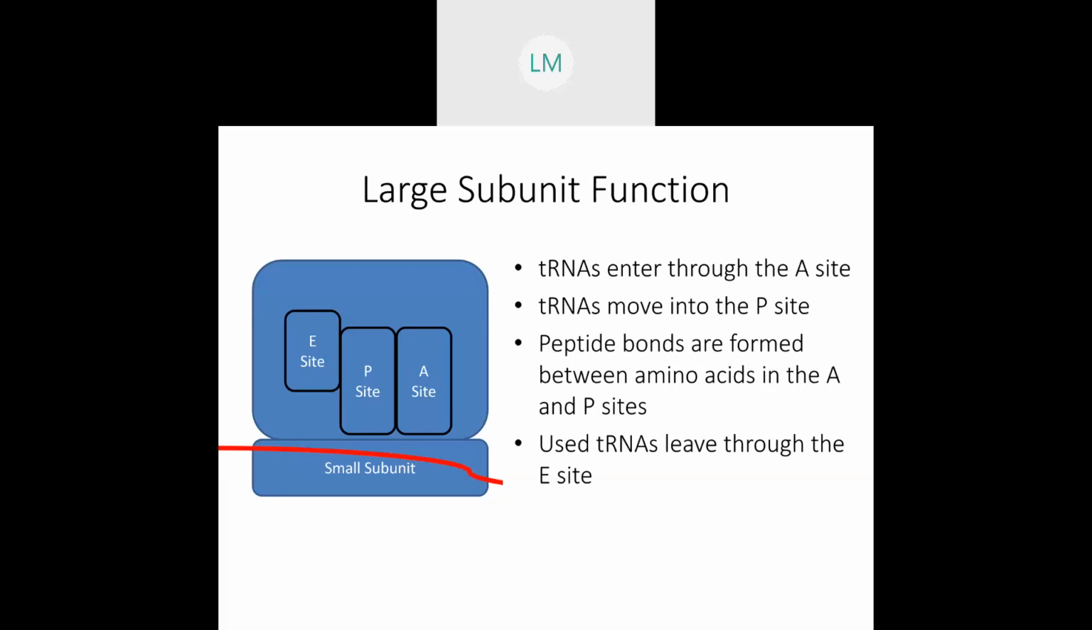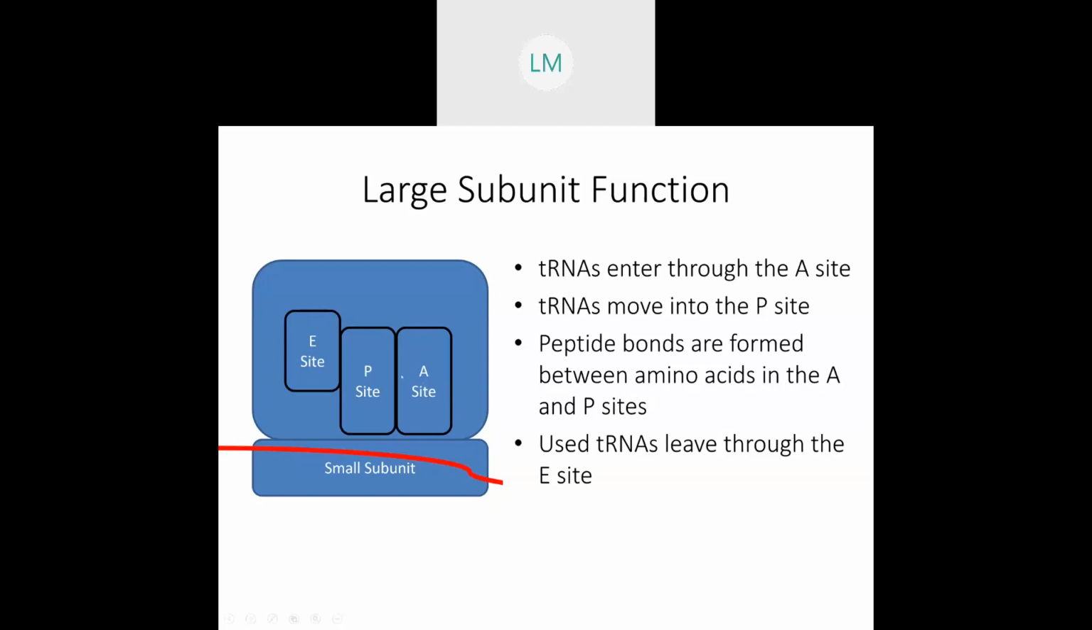So the tRNAs are going to enter through the A site. Our tRNAs, again, are attached to our amino acids. They're going to be floating around in the cytoplasm. They're going to enter the large subunit and anchor here in the A site. Once they've anchored here in the A site, they're going to move over to the P site. And then we are going to have a new tRNA come in and sit in the A site.